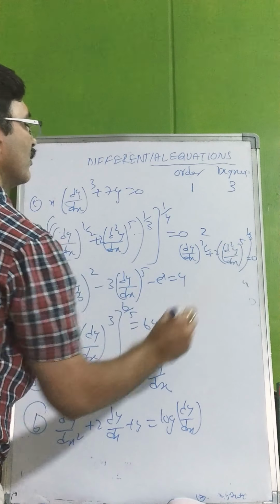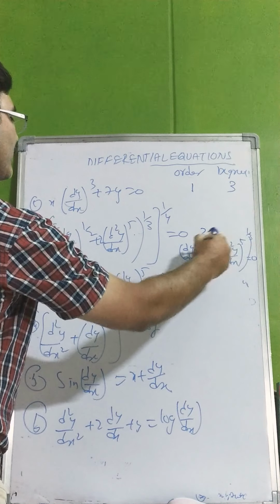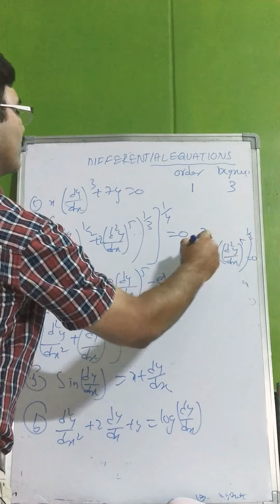That is equal to 0. Right? Equal to 0 is there. 1 by 2 is there. Here 1 by 3 is there. If you raise the power on both sides, taking that side, the power is 6. Right? And 6, I think it is good.